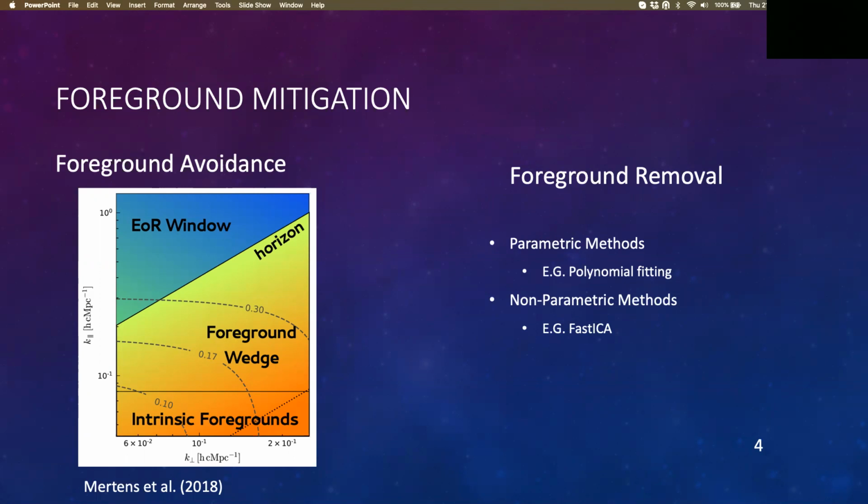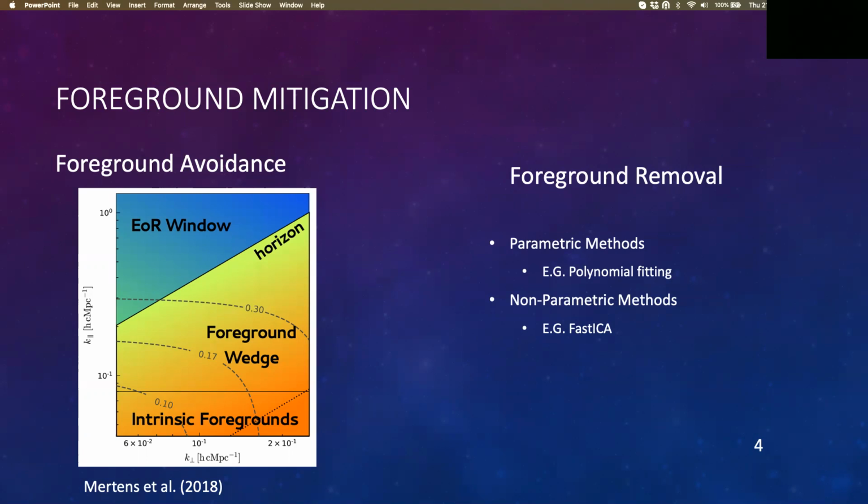Due to the chromatic nature of the instrument, the fact that its response changes with frequency, we end up getting what's known as a foreground wedge, below which we get all of the instrumental effects, as well as the intrinsic foreground, such as galactic synchrotron emission. The corollary of having the foreground wedge is that there should be certain k modes in our power spectrum that should be free of foreground contamination and should just be the 21 centimeter signal and noise, and we call this the EoR window. Studies that focus on avoidance tend to use the modes in the EoR window for their analysis.